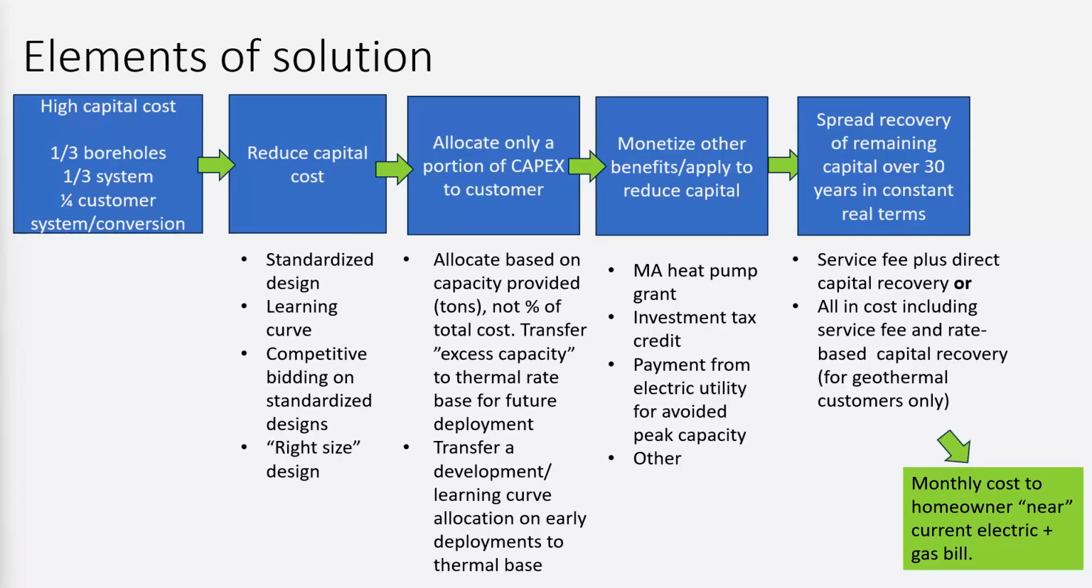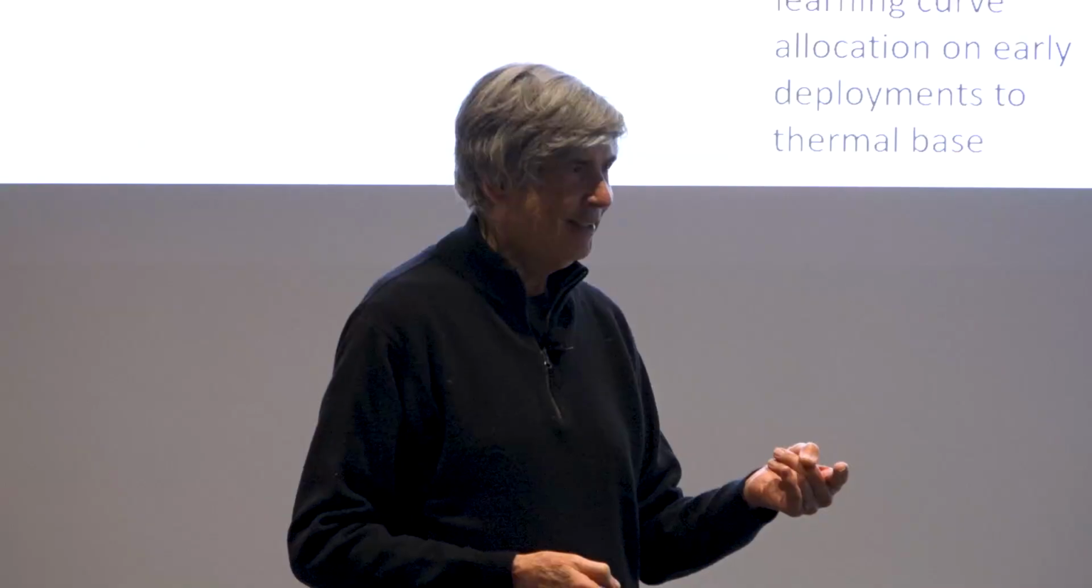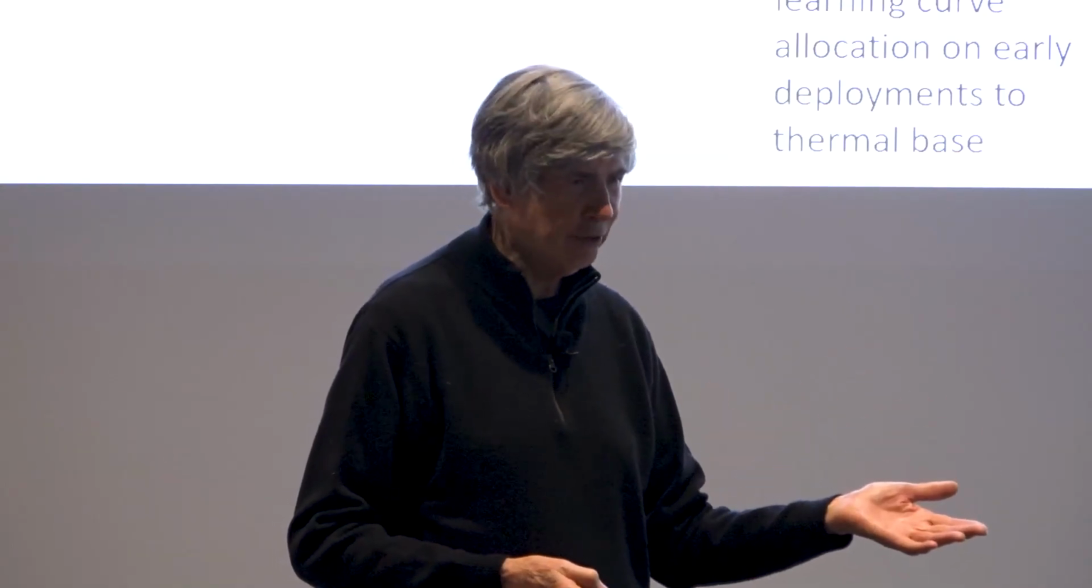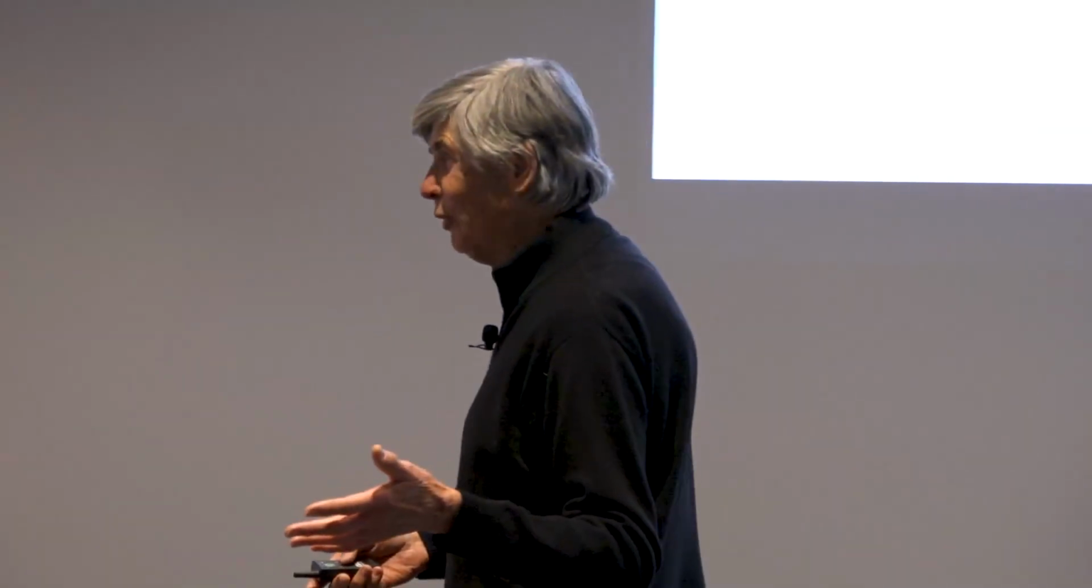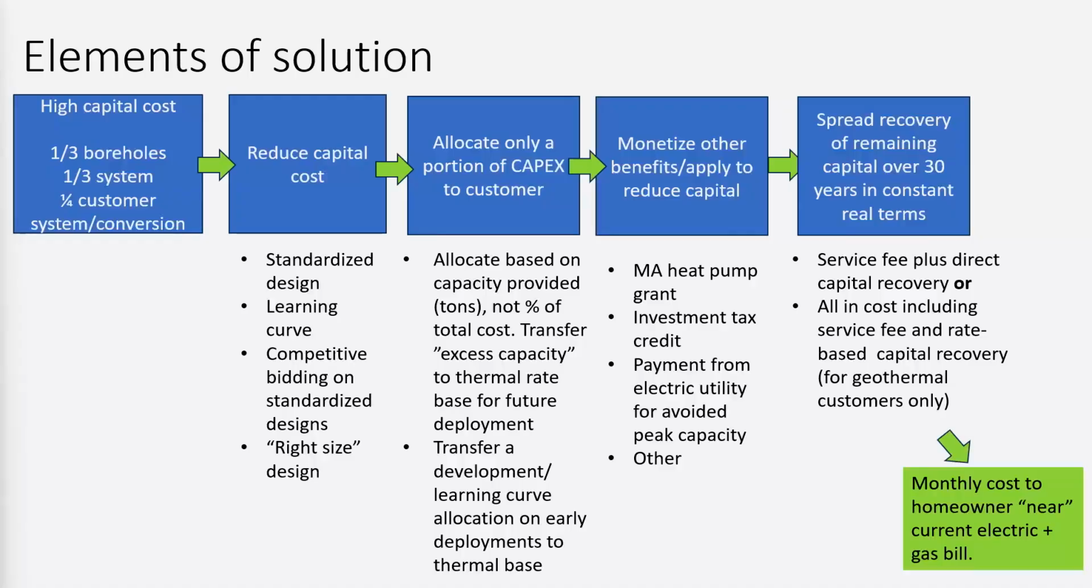So high capital costs, that's our issue. We are replacing ice boxes with refrigerators. We don't have to buy the ice every day, but the refrigerator costs a lot. And when I hear discussions of pricing, it seems to me we're still trying to price it as if we're pricing ice. Whereas in fact, we're renting a refrigerator, right? So if you think of it as renting a refrigerator, that's the analogy we want, as opposed to buying ice. So one-third boreholes, one-third system, one-third customer system and conversion. I thought I'd corrected that.